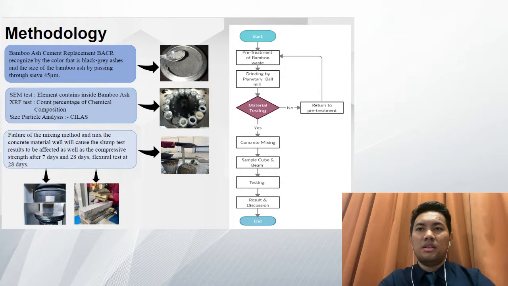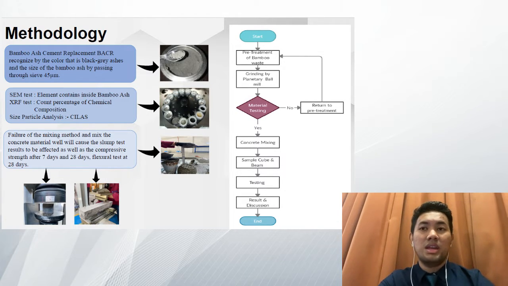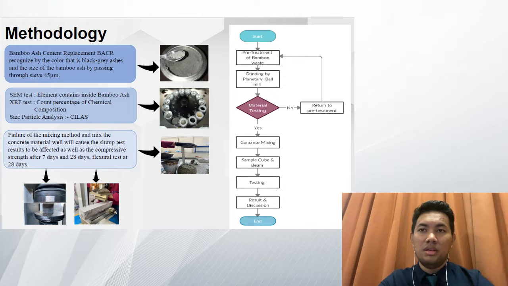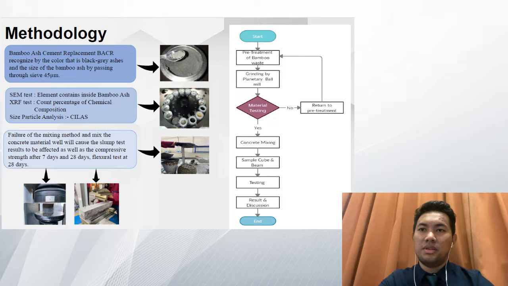For the failure, the mixing method and mix of the concrete material will cause the slump test result to be affected, as well as the compressive strength after 7 days and 28 days. All slump and compressive strength tests come before the verification and concrete manufacture of the reinforcement concrete beam flexural test.